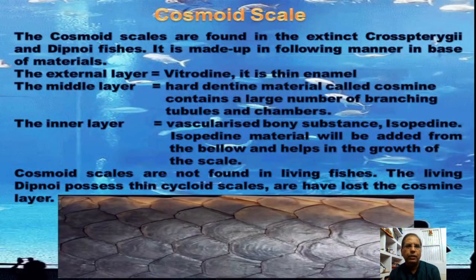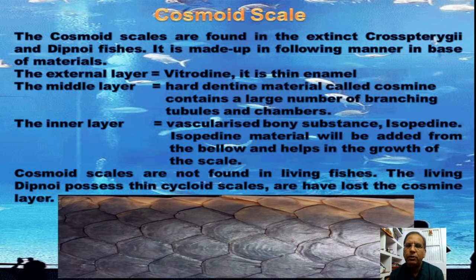What are cosmoid type scales? We discuss the cosmoid scales. Cosmoid scales are found in the extinct class of Crossopterygian fishes and Dipnoan fishes. It is made up of the following layers. The external layer is made up of vitrodentine, a thin, shiny enamel.